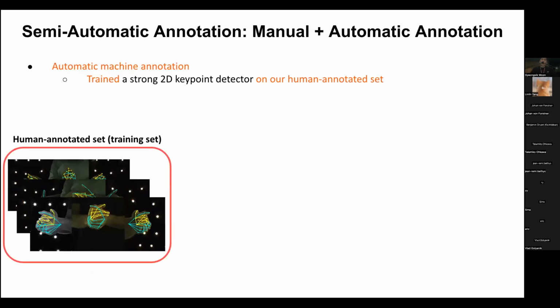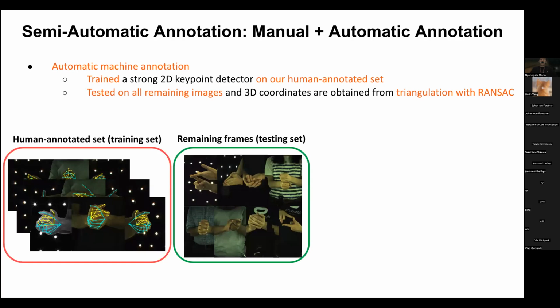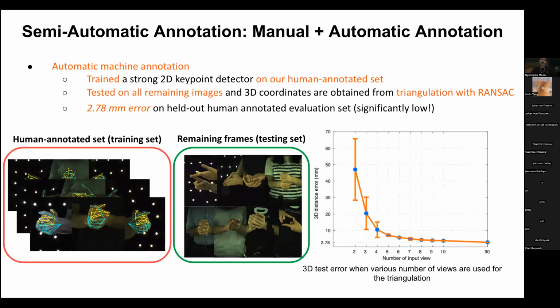So this is the reason why we introduced automatic annotation. First we train a strong 2D keypoint detector on our human dataset, and then test on all remaining frames. And then we perform RANSAC-based triangulation to back project the 2D keypoints to the 3D space. As our dataset has about 100 viewpoints, our triangulation is very robust, and the annotation error is about 2.78 millimeter, which is quite low.